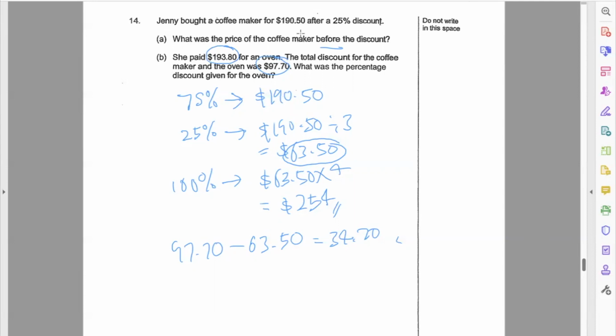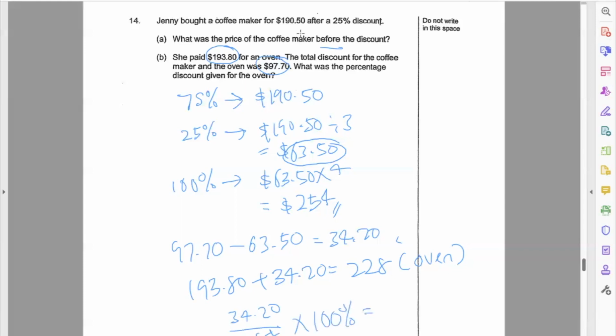So $193.80 discounted price plus the discount of $34.20, you will get the original price of the oven, $228. So this is the original price of the oven. The question is, what is the percentage discount? Percentage discount will be the discount given over the original price multiplied by 100%. Sorry, this is 228 now, not 28. 228. The answer is 15%.